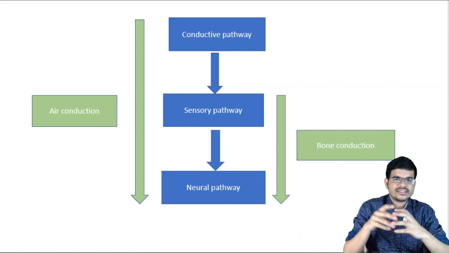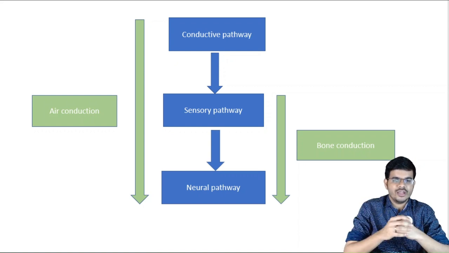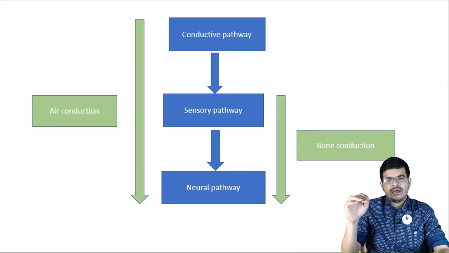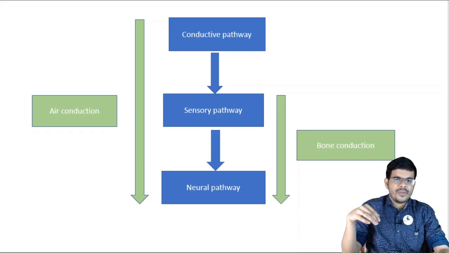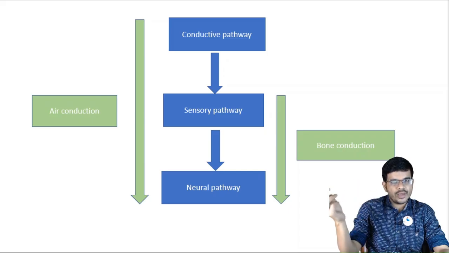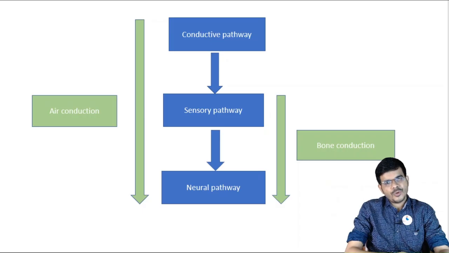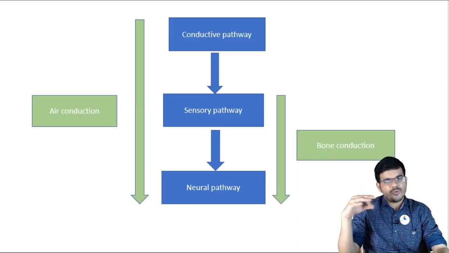First of all, let's analyze what are the things which we have learned. We have learned that there are three things happening when the sound is coming from the pinna, going through the axillary canal, reaching the middle ear, and from there to the inner ear, and then transduction happening in the inner ear, and finally the electrical impulses are going through the auditory nerve, right? So here there are three pathways occurring.